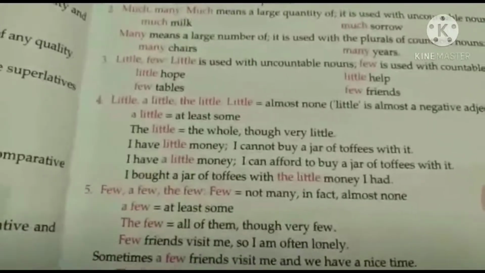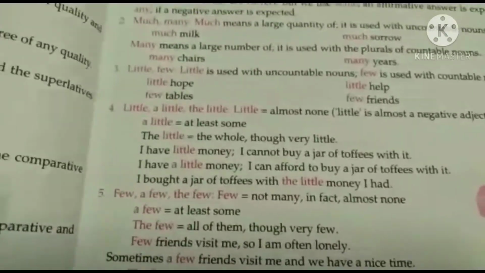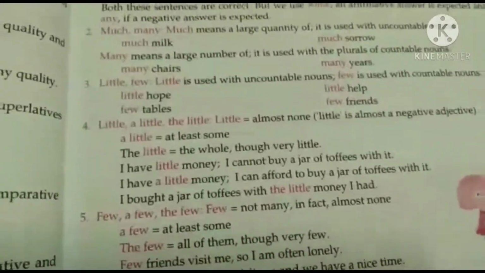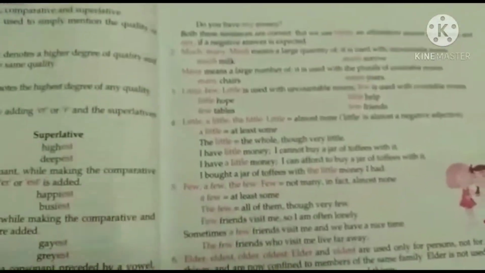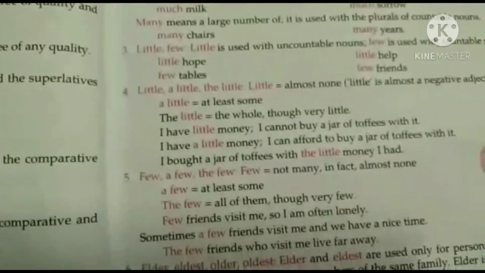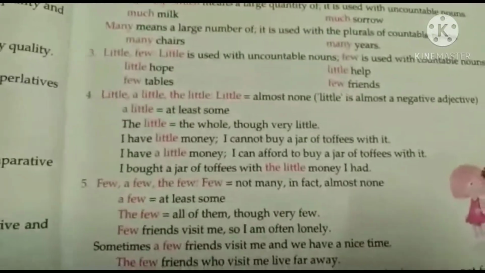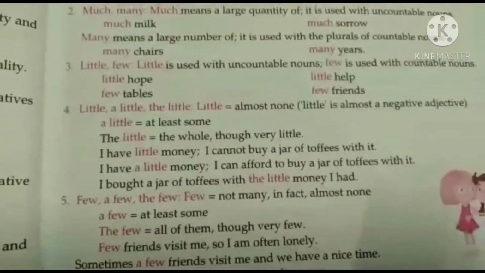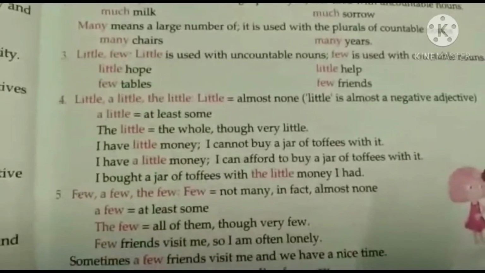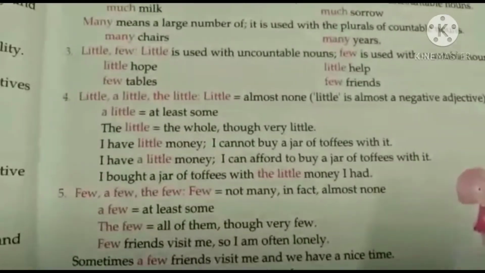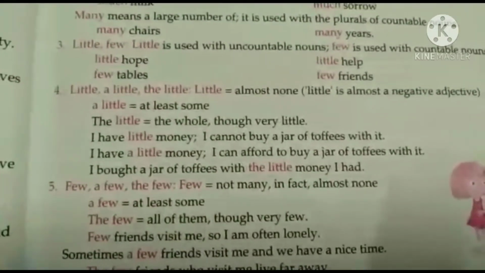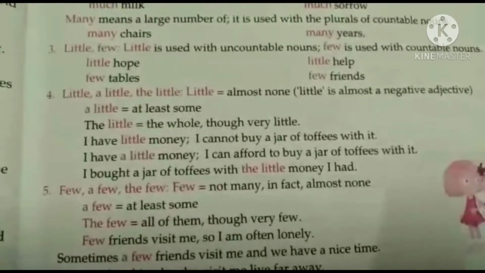So we can use a little water in the jar. A little water, a little toffees, like that. You can see the example. A little means at least some. Almost none, little is almost a negative adjective, meaning almost none.